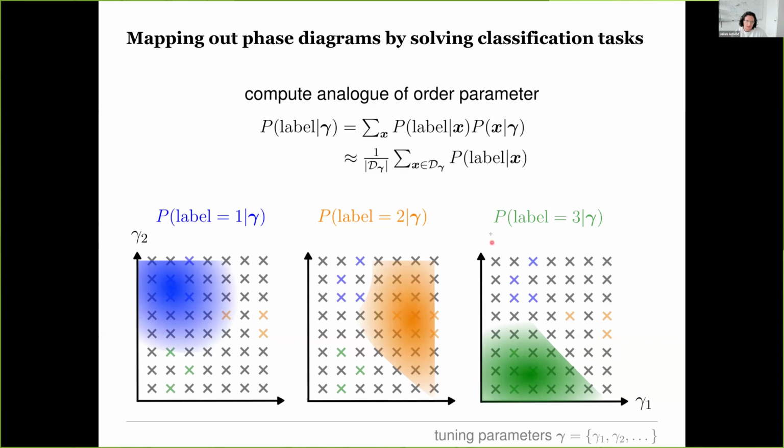Of course, in practice, we usually don't have access to the probability distribution P of X given gamma, but we need to estimate this expectation value. And so we replace it by a sample mean. We just average P of label given X over all the data within the dataset E gamma.